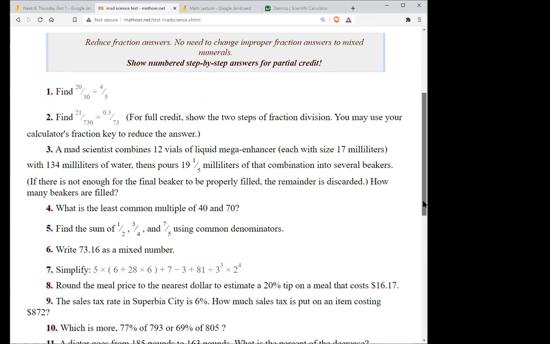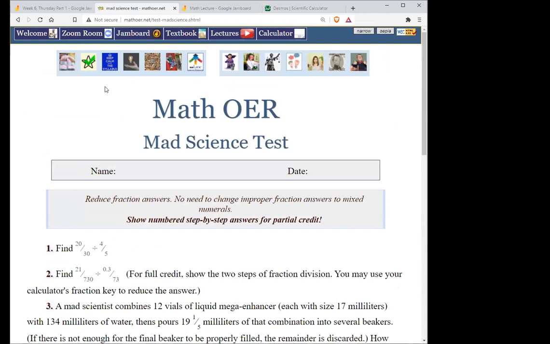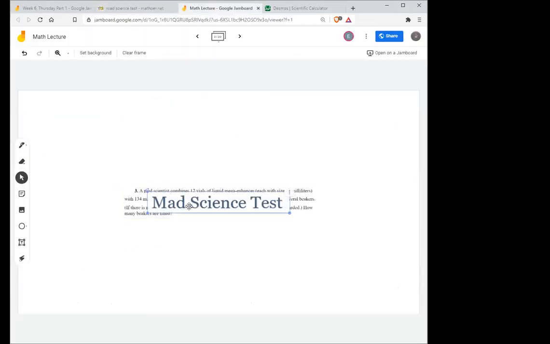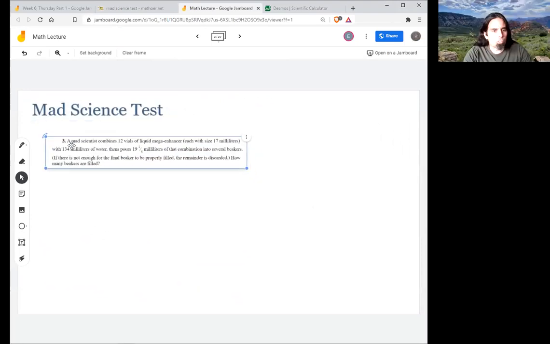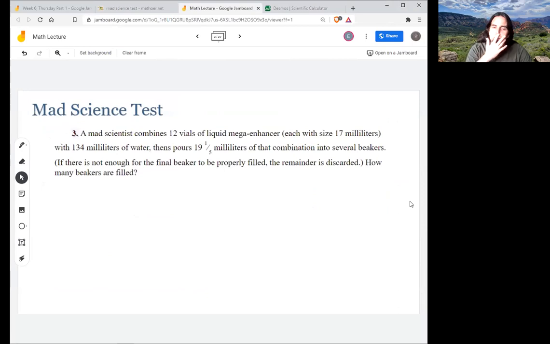Can we do number 3? 3, sure. This one is just a lot of words. It's actually not that bad once we figure out what's happening.